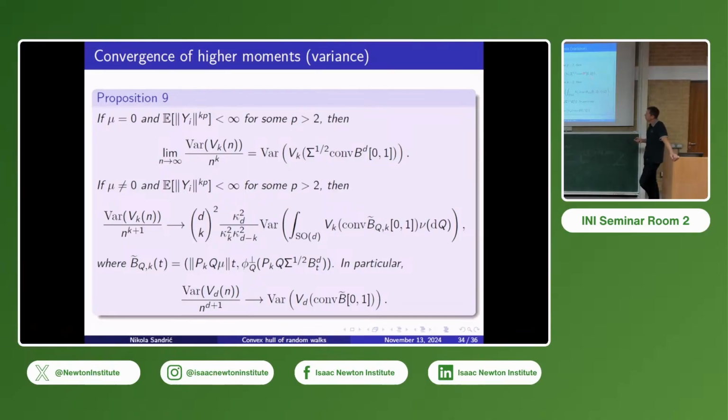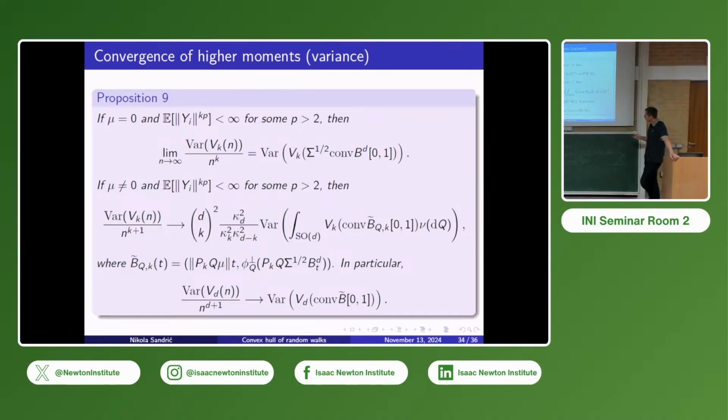If the drift is not zero, and again we have the same order of moments of jumps, then we have this kind of convergence of the variance, again to an object similar as before, which is given through Kubota's formula. And the transform and the definition of this object are the same as before. When we are interested in the true volume, this reduces to just this thing here. Observe that if you're interested in the last volume, this one scales with d, and this one with d plus 1, or k plus 1. Okay, so we need one order more.